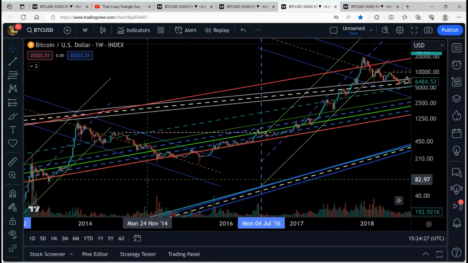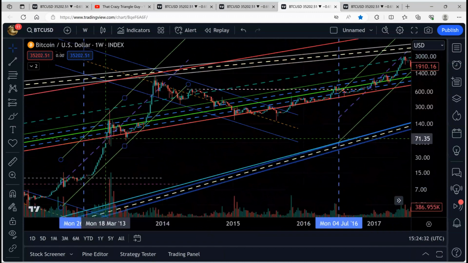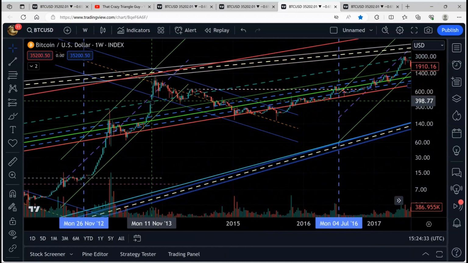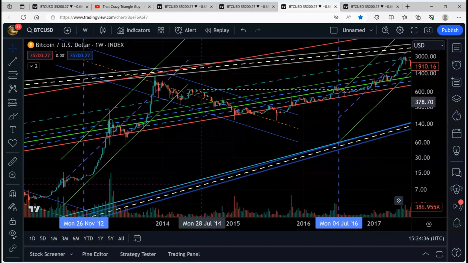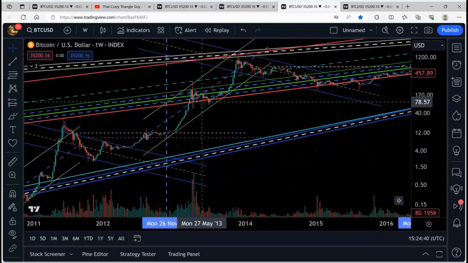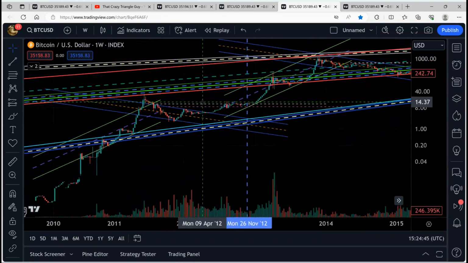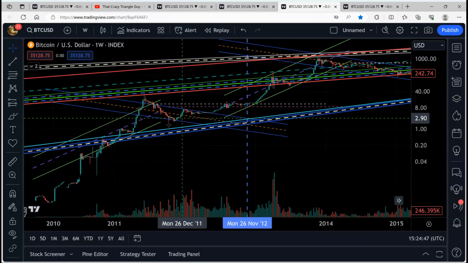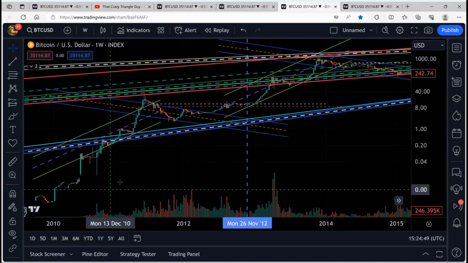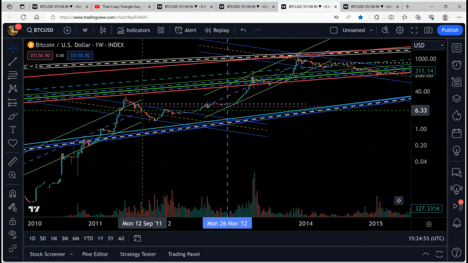So you can't deny these facts. Look at how price action traded right within this parallel channel. Now these are all perfectly parallel to one another, and it's done this time and time and time again. It's a little sloppy here in the beginning, but I think Bitcoin was drunk or something like that.